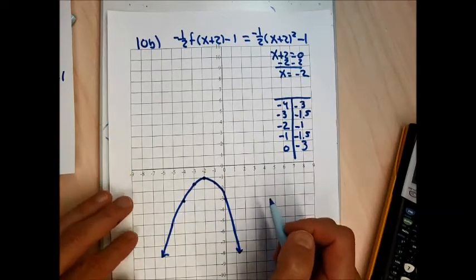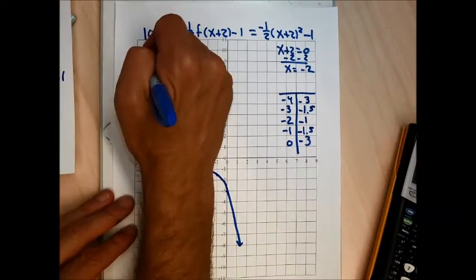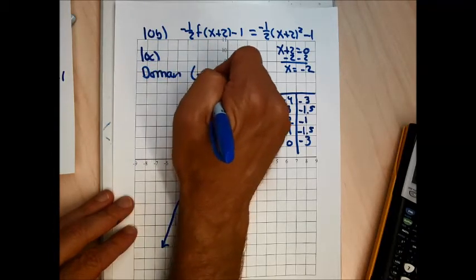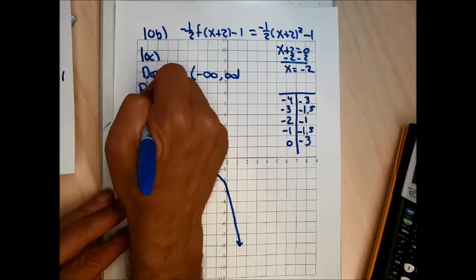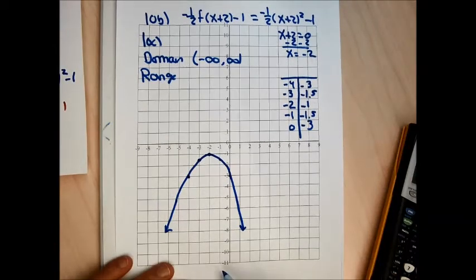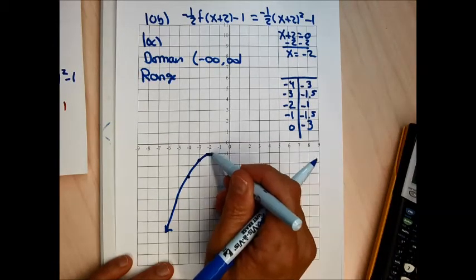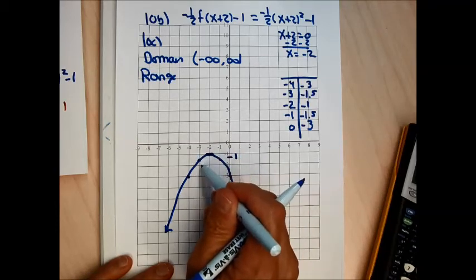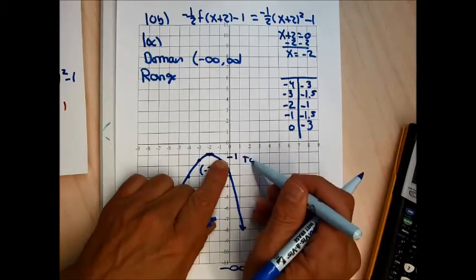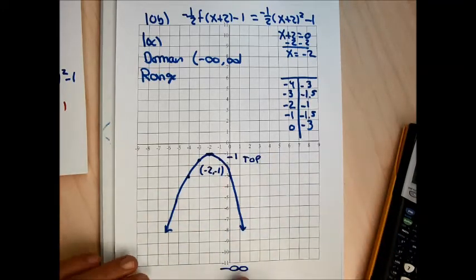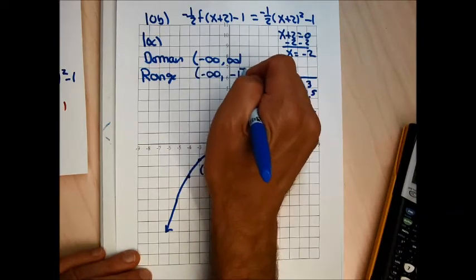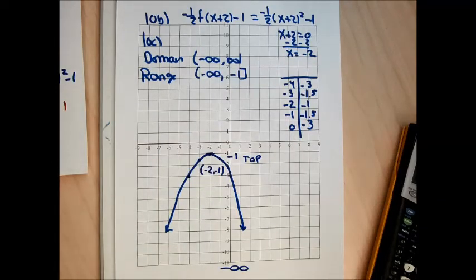So that's for 10b. Now for 10c, it wants the domain and the range. The domain of all these parabolas is negative to positive infinity. There's no work to do for that. For the range, this graph goes down to the bottom of the y-axis, which has a y-coordinate of negative infinity, and it caps out at that vertex. The vertex is the point negative 2, negative 1. The y-coordinate of the vertex is going to be the top for the range. My range, I read bottom to top, and I'm going to read this as negative infinity to negative 1. The negative 1 is going to be in a square bracket because it's a physical point on the graph.